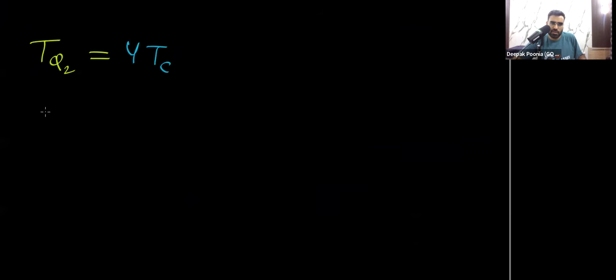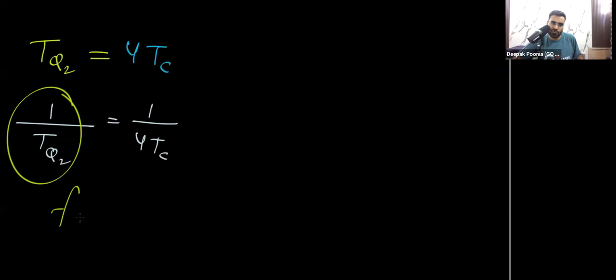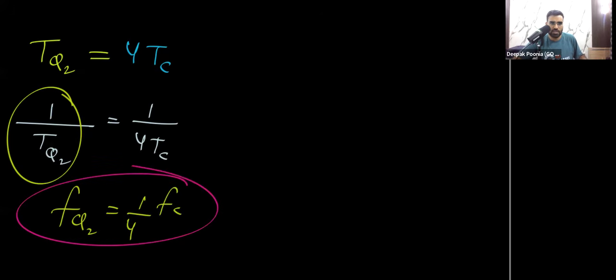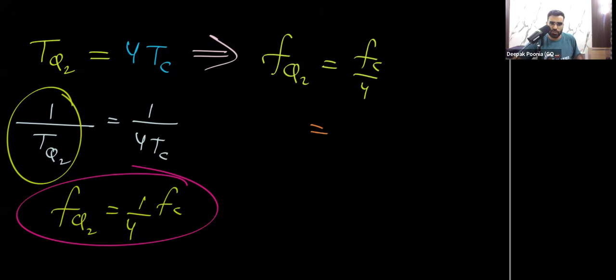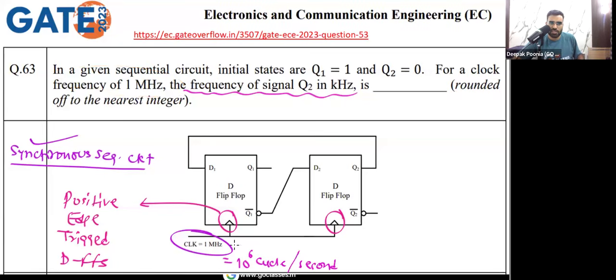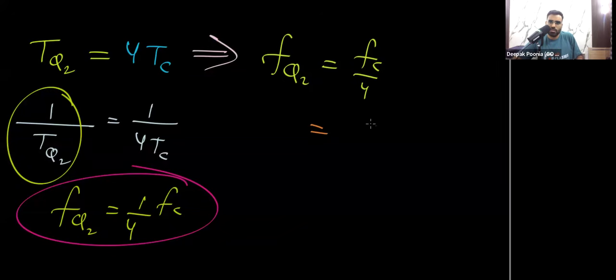So if I do 1 divided by TQ2, that will be 1 divided by 4 TC. What is 1 divided by TQ2? This is FQ2. FQ2 is equal to 1 divided by 4, and what is 1 divided by TC? That is FC. So if TQ2 equals 4 TC, then since frequency is 1 divided by T, I can say that FQ2 is FC divided by 4. And what is FC? That is given to you, the frequency of the clock signal, 1 megahertz. So this is 1 megahertz divided by 4.